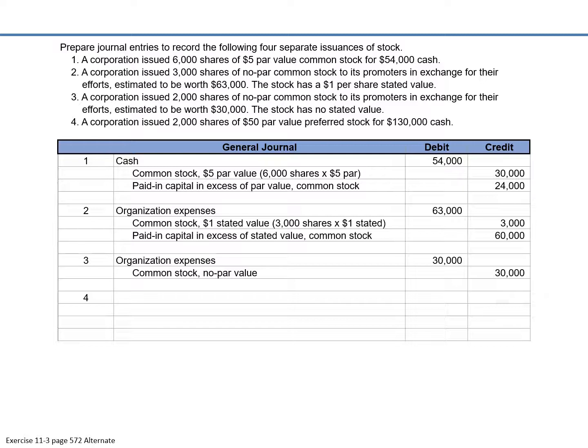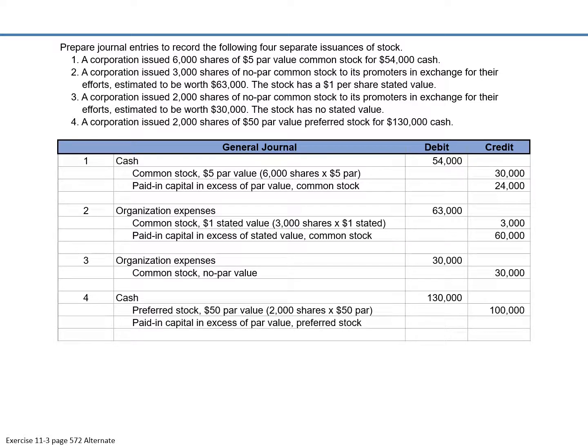All right, in situation 4, the corporation issues 2,000 shares of $50 par value preferred stock for $130,000 cash. So we're going to debit cash for $130,000 to increase it. And then we're going to credit preferred stock for the par value, $50 times 2,000 shares, or $100,000. And then paid in capital in excess of par value for preferred stock, we need a credit of $30,000. Okay, so hopefully you did well on those. Let's move on to the next.